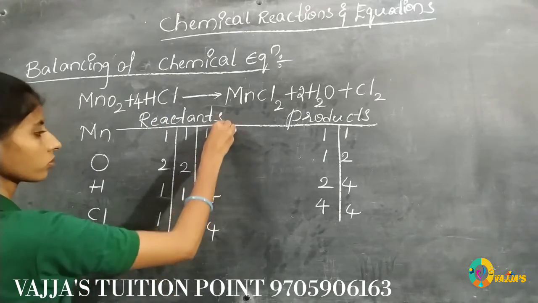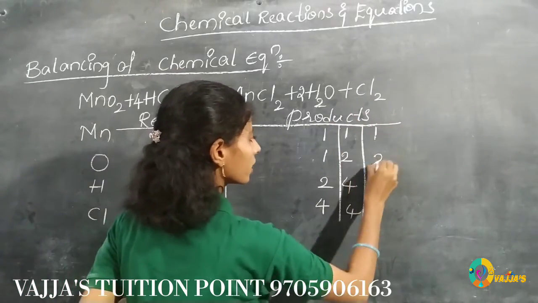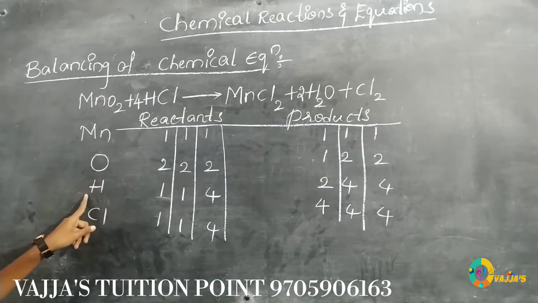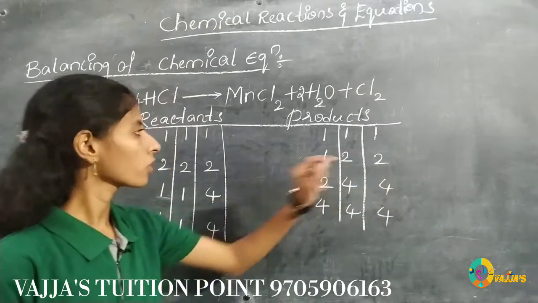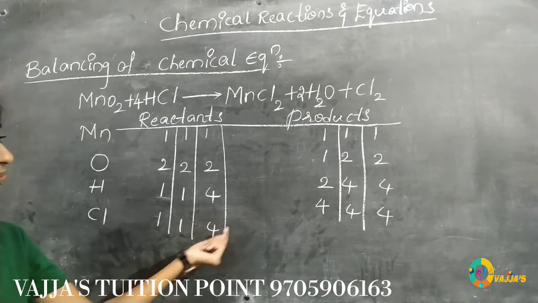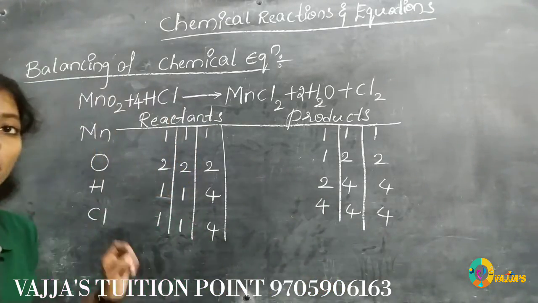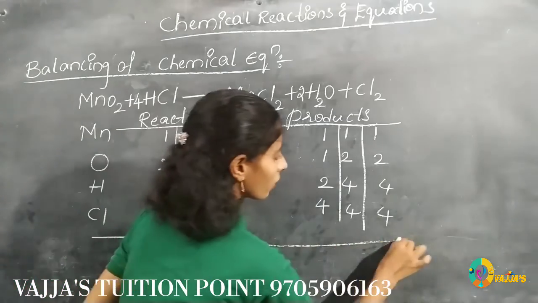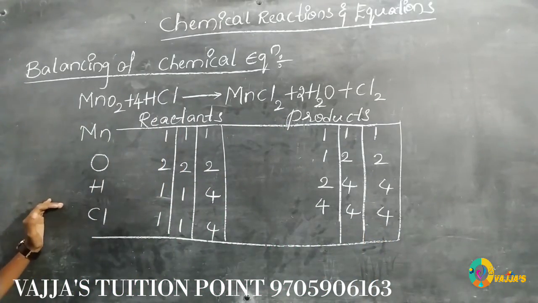Now come to the product side. We are not changing any number on the product side, so I am writing the numbers as they are. Hydrogens are also balanced here. On the reactant side we have 4, product side also we have 4. Now come to chlorines. On the reactant side we have 4, on the product side we have 4. So there is no need to balance here. This is the way to balance a chemical equation. Now all are balanced here.